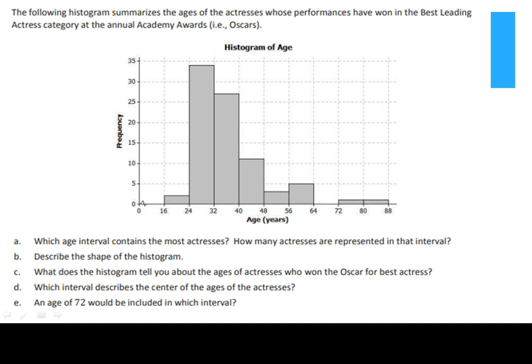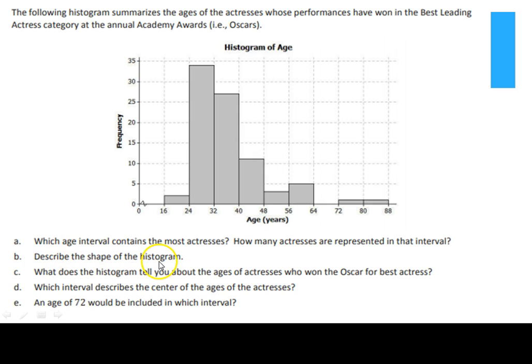Welcome back. So how'd you do? Let's go over some of the answers and discuss. A. Which interval contains the most actresses? Similarly to the head circumference, which one of these intervals has the highest peak? That's correct. It'd be the 24 to 32 age group. And how many actresses are represented in the interval? Let's probably estimate it to be about 34 actresses.